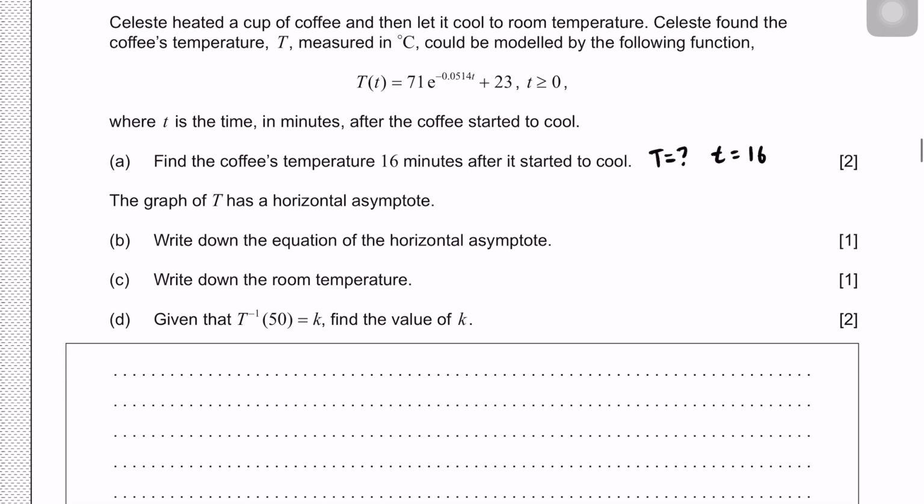So let's go and write this out. Here's A. We want to find T of 16, that is to say the temperature at 16 minutes. So we have 71e to the negative 0.0514, and then once again t is equal to 16, then we say plus 23. All right, 2-mark question, you'll probably want to show the input right here, and then now we'll find our result. So let's go to the calculator here.